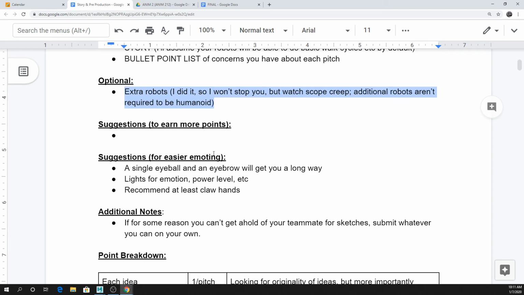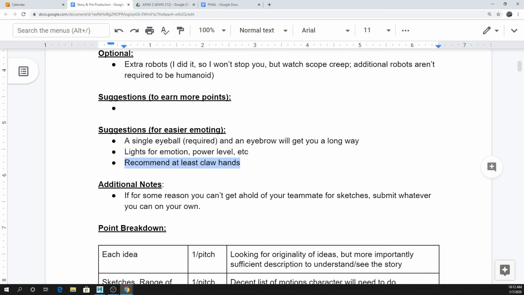And I also have some suggestions for easier emoting of your character when you are doing your sketches. A single eyeball, which is actually at least 1 eyeball and a head, is required on your character. But an additional eyebrow will get you a long way for emoting. You might also look into adding some lights to your character for power meters, emotion, the eyeballs, whatever. That's usually a pretty cheap way to get some extra pizzazz in a design. And I'd recommend at least claw hands if you need your character to be picking stuff up, just so you have the option to do it if you need to.